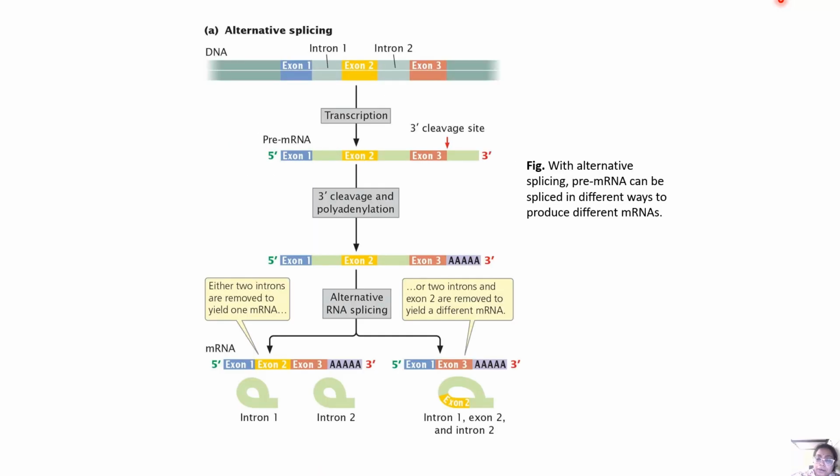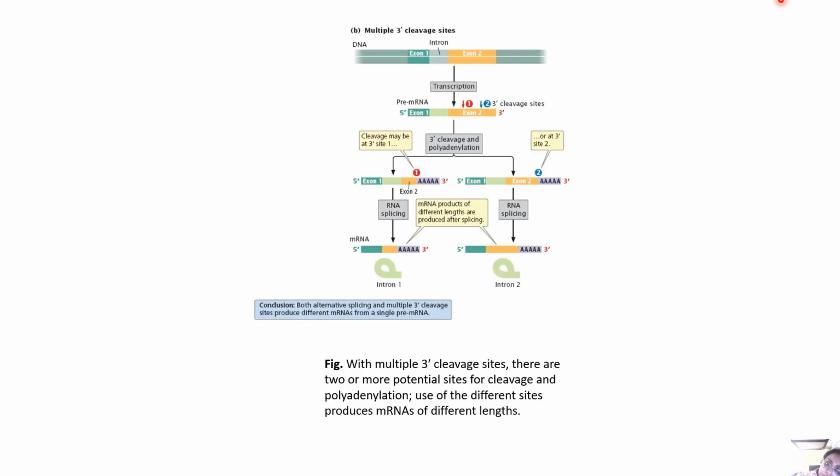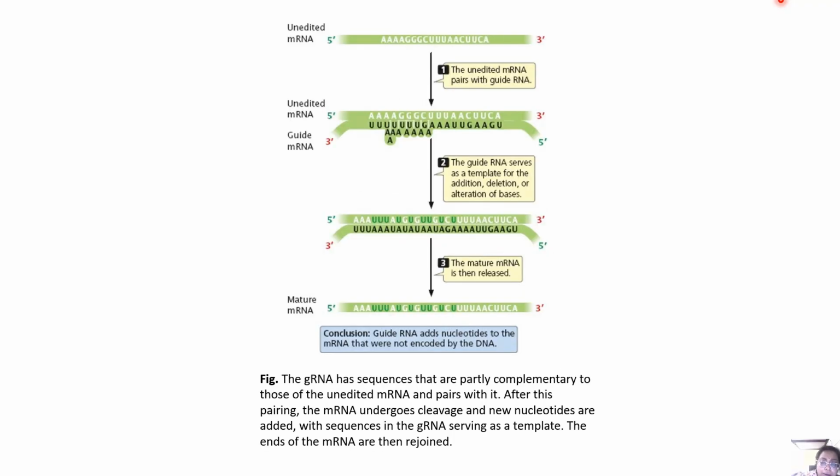With alternative splicing, pre-mRNA can be spliced in different ways to produce different mRNAs. This is the purpose of alternative splicing, right? So both alternative splicing and multiple 3' cleavage sites produce different mRNAs from a single pre-mRNA. So the gRNA sequences are partly complementary to those of the unedited mRNA and pair with it. After this pairing, the mRNA undergoes cleavage and new nucleotides are added. Right? So with sequences in the gRNA serving as a template, the ends of the mRNA are then rejoined.